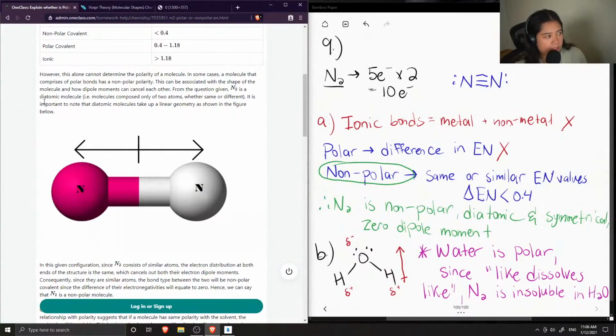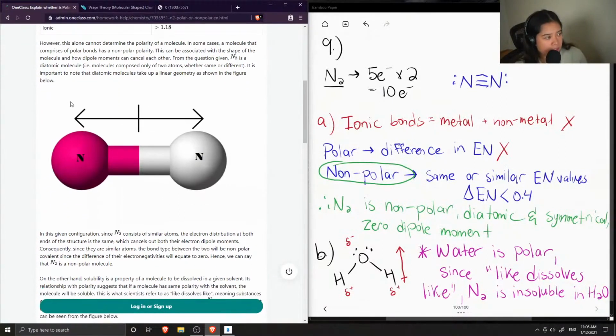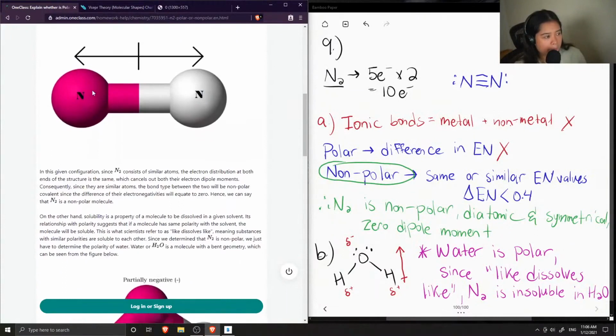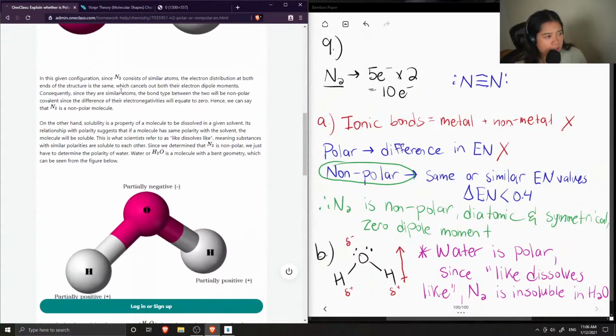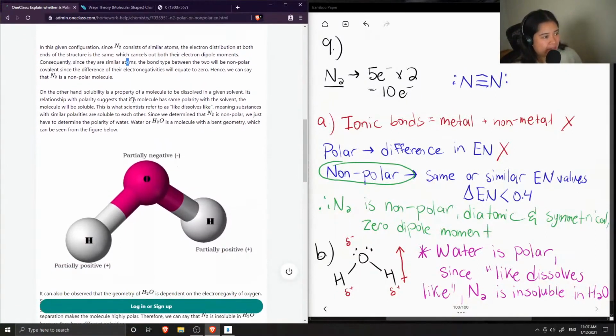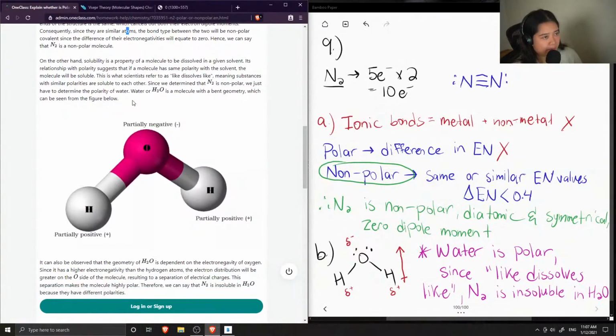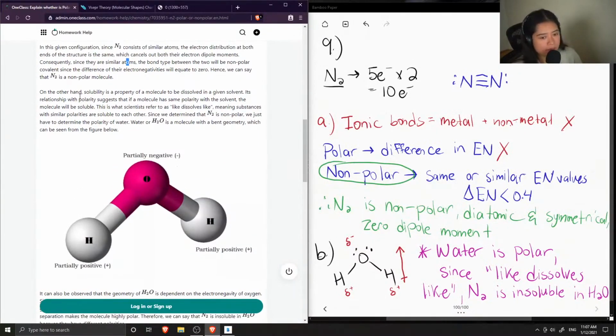From the given question, N2 is a diatomic molecule. It is important to note that diatomic molecules take up a linear geometry as shown in the figure below. In this given configuration, since N2 consists of not just similar atoms but the same atom, the electron distribution at both ends of the structure is the same, which cancels out both their dipole moments. Consequently, since they are the same atom, the bond type will be nonpolar covalent, and the difference of the electronegativities will equal 0. Hence, we can say N2 is a nonpolar molecule.